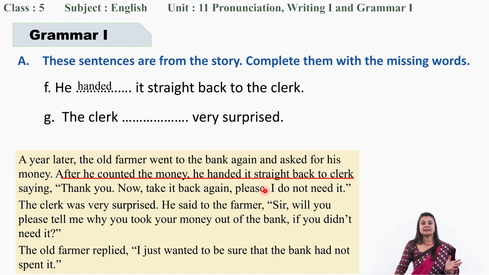Okay, let's look at the next sentence now. The clerk ... very surprised. So, yes, continue to read it again and then find out. Yes, have you found out? Okay, where is it? That is, the clerk was very surprised. So, what is the missing word here? Yes, that is was. Very good. Okay, then, you have already completed these incomplete sentences. Now, let's move on to the next exercise.